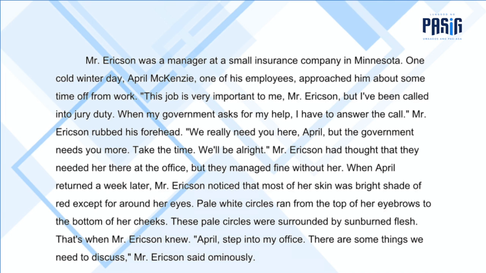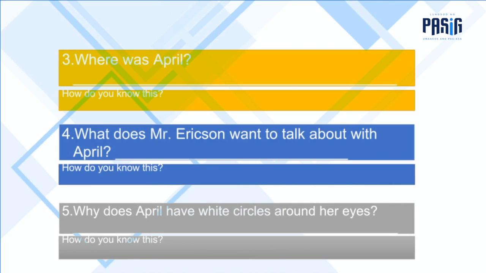"There are some things we need to discuss," Mr. Erickson said ominously. Question number 3. Where was April, and how do you know this? Number 4. What does Mr. Erickson want to talk about with April? And how do you know this? And number 5. Why does April have white circles around her eyes? And how do you know this?